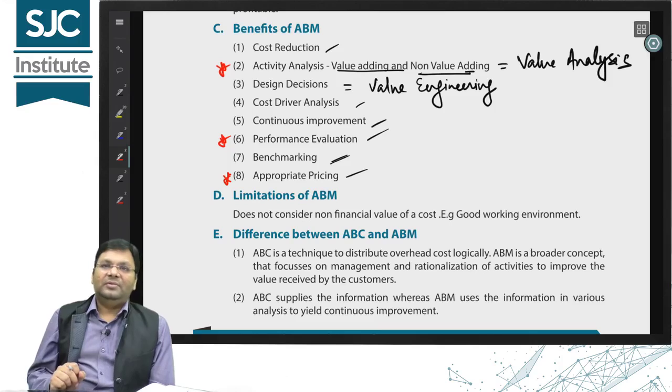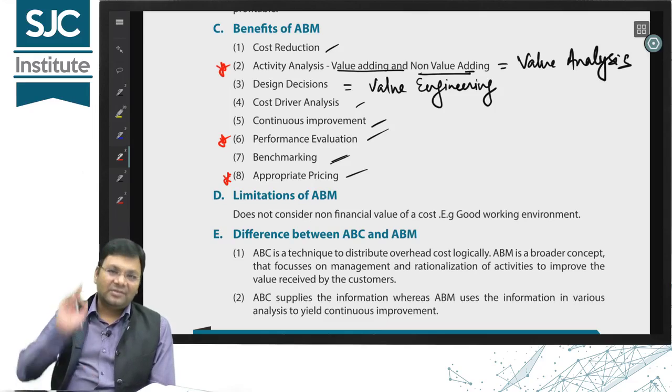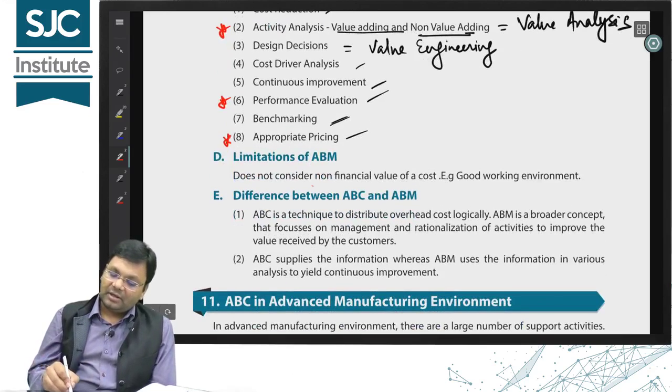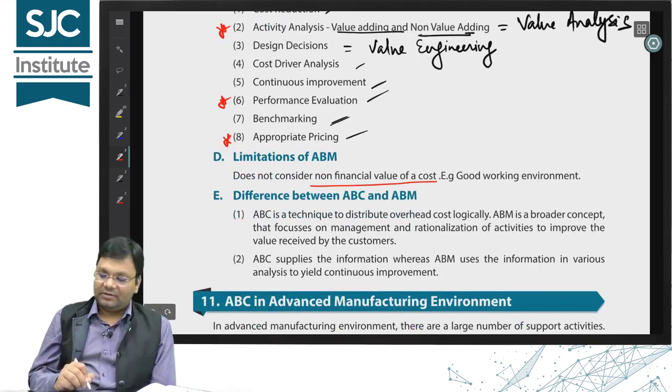So what will happen? The workers may go on strike, the workers may have agitation with management, there may be problems in hiring new workers in future. If it goes into the ears of your customers, they may also feel low about you. So there can be several non-financial impacts of a non-value adding activity which we may sometimes ignore while doing ABM. So ABM does not consider the non-financial value of a cost.